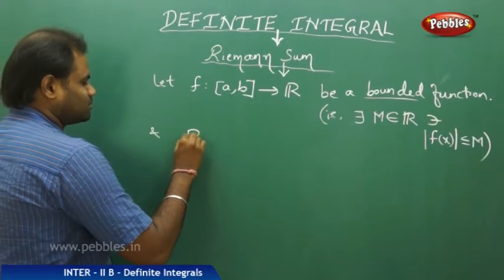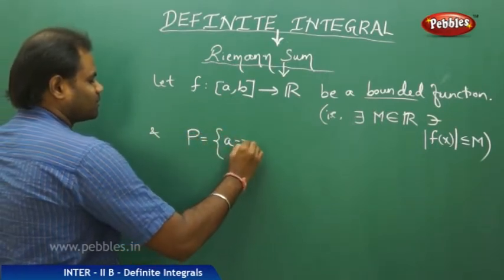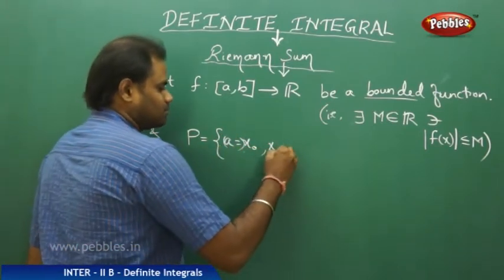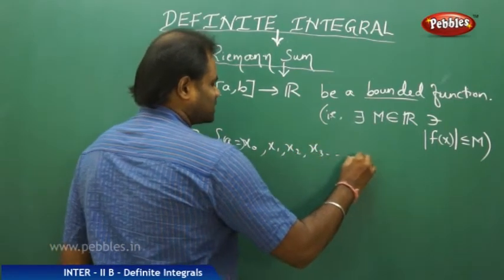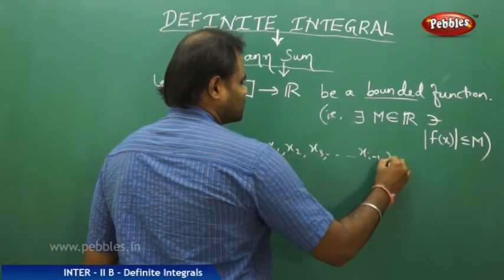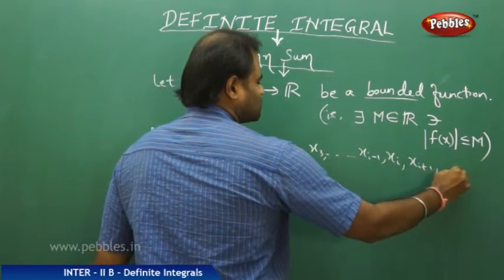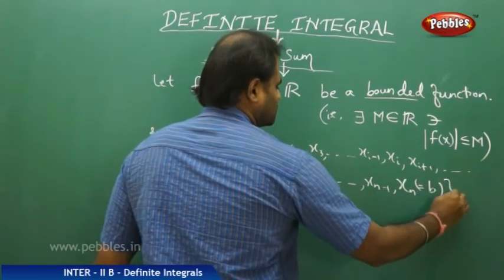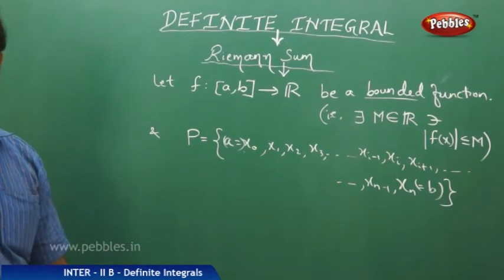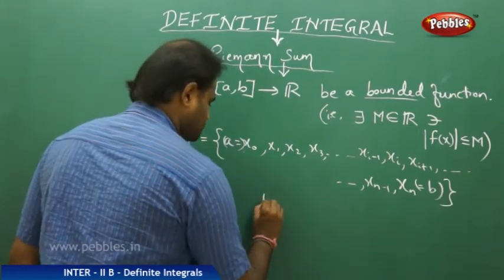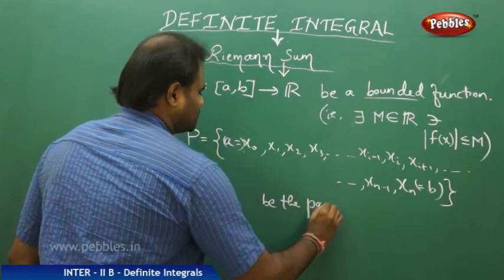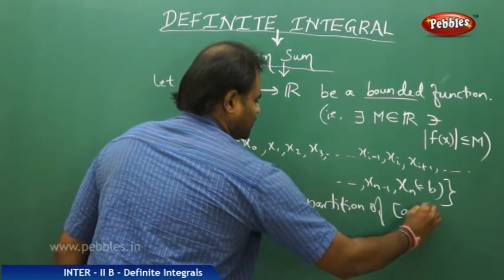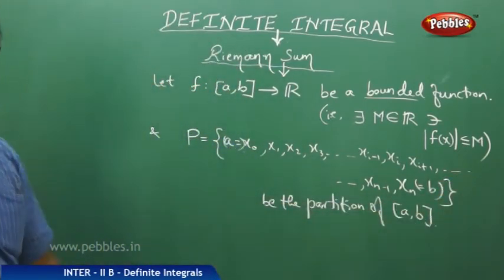I also assume that P is equal to the set with first value x0 assumed for a, and next x1, x2, x3, ..., x(i-1), xi, x(i+1), ..., x(n-1) and xn, which is what we call a partition of the closed interval [a, b].